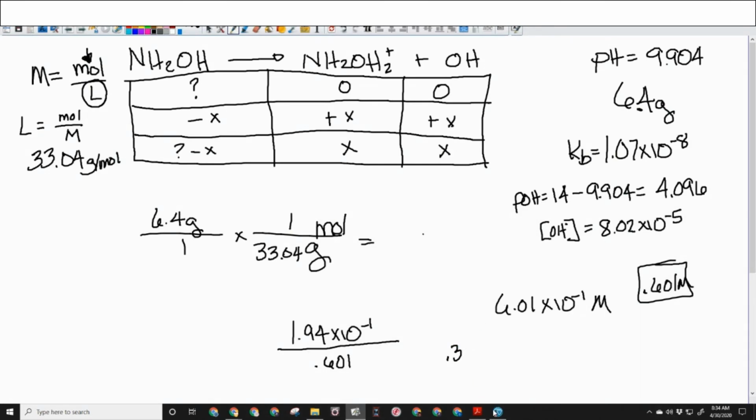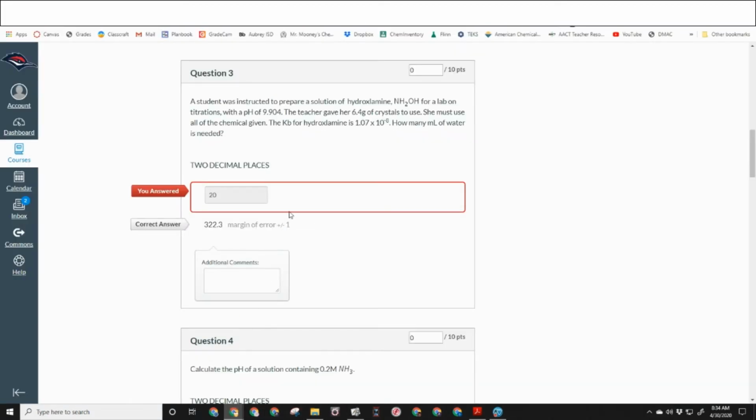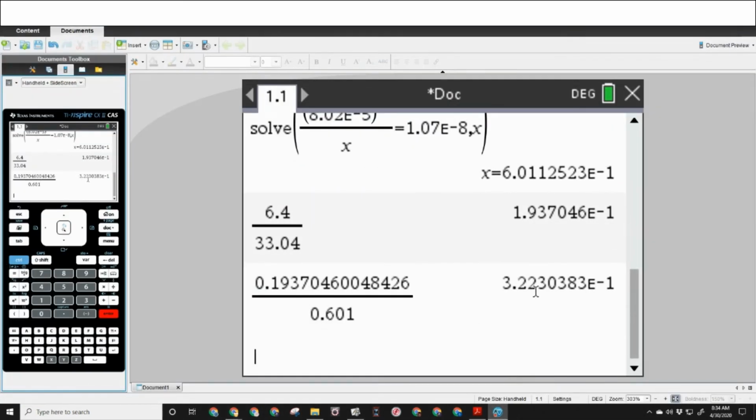Was it 322 or 332? 322 liters. Okay, and this question said how many milliliters? So it's 322. And I think it says, let's go back to here, 2 decimal places. So it should be 0.30. Let's go back and look at our calculator. 0.30 right there. 322.30. All right.